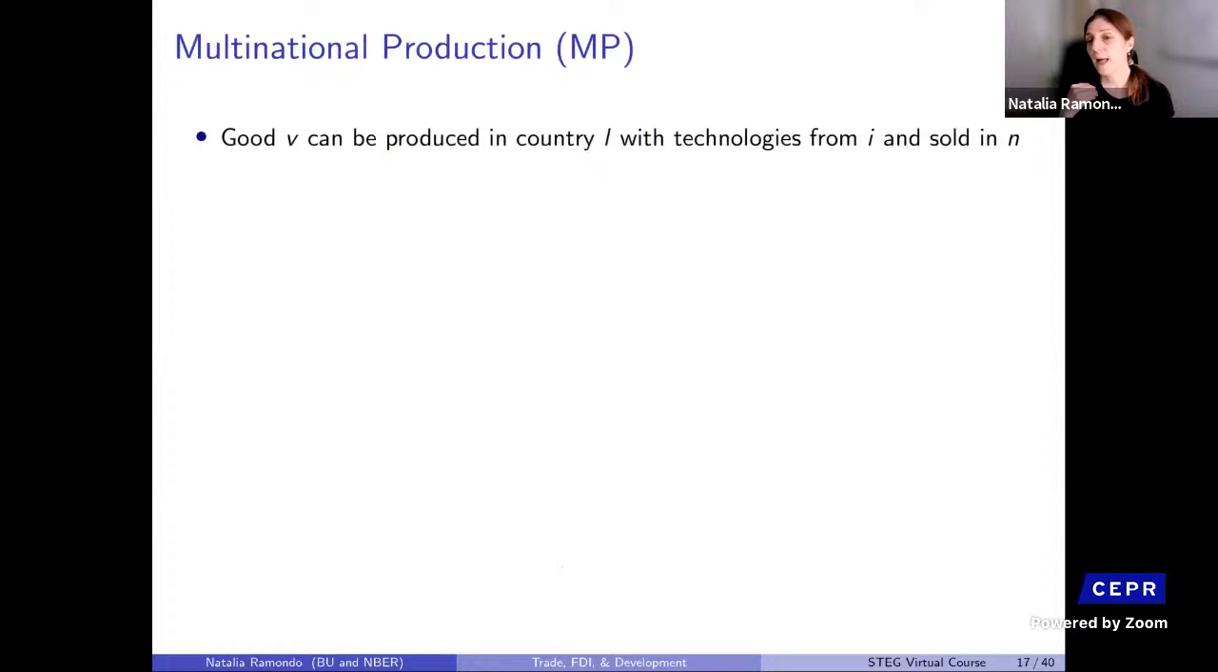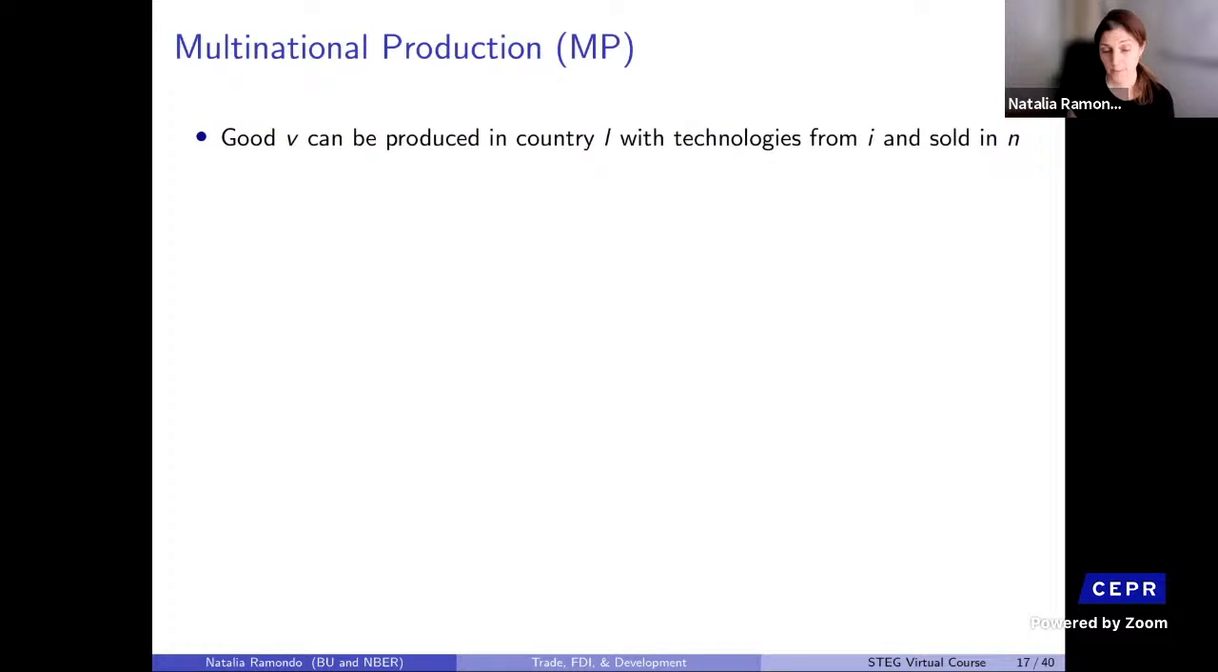So now add MP to this model, okay? Now allow for a good v to be produced in country l with technologies from i and sold in n. Okay, so that's going to be the notation: i for source country, l for location of production, n for location of consumers.